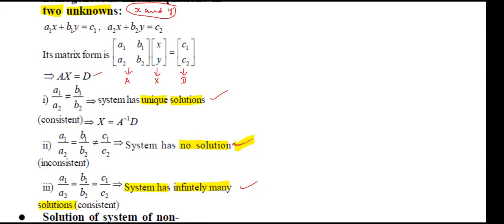Here they are given as consistent and inconsistent systems of equations. Consistent means the system has solutions, either a unique solution or infinitely many solutions. That's why a unique solution is consistent, and infinitely many solutions is also consistent. If it has no solution, we will say that the system is inconsistent.